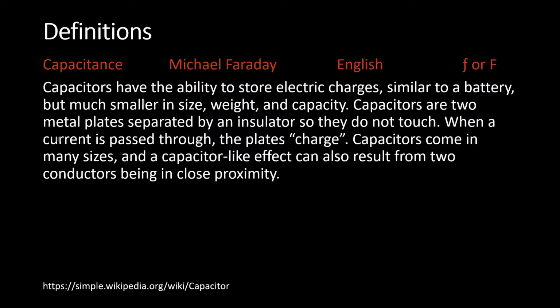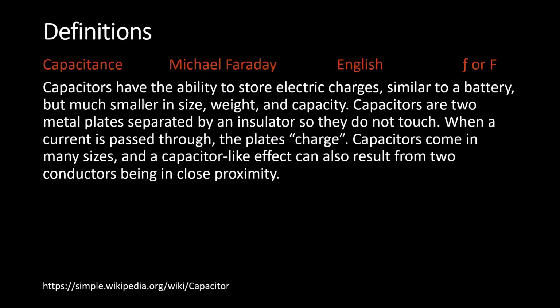The next thing we talk about is capacitance. And the capacitors have the ability, or think of capacity, to store electric charges. Similar to a battery, but much smaller in size, weight, and capacities. A battery can store a charge for a considerably long amount of time and a considerably large amount of charge. Capacitors are basically two metal plates separated by some type of insulating material so they can't touch each other.